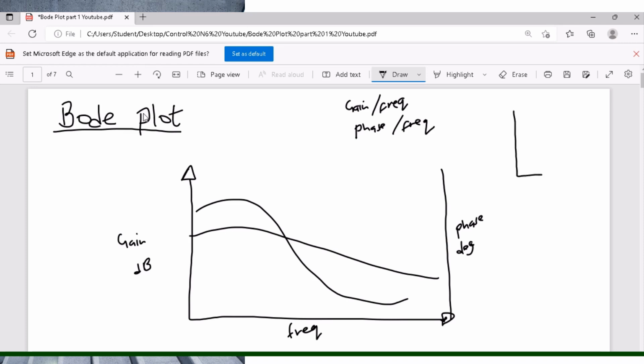Sometimes you can have just gain and frequency, and phase and frequency, something like this. It depends on how the graph is drawn, but it is exactly the same thing. It's just that these two graphs are separated into separate graphs.